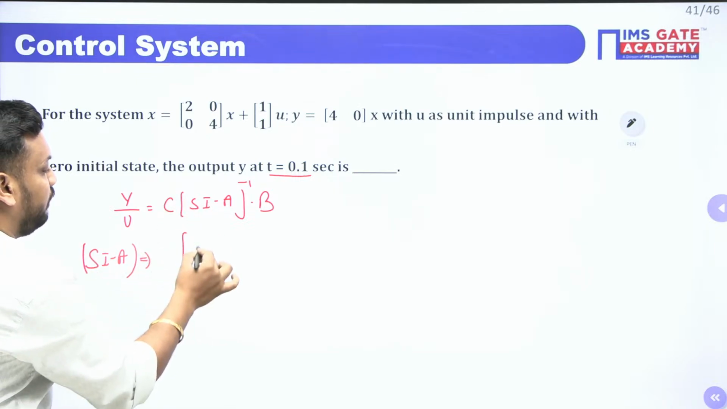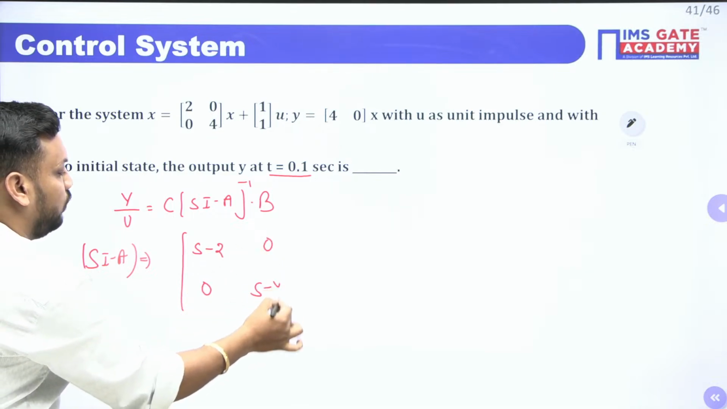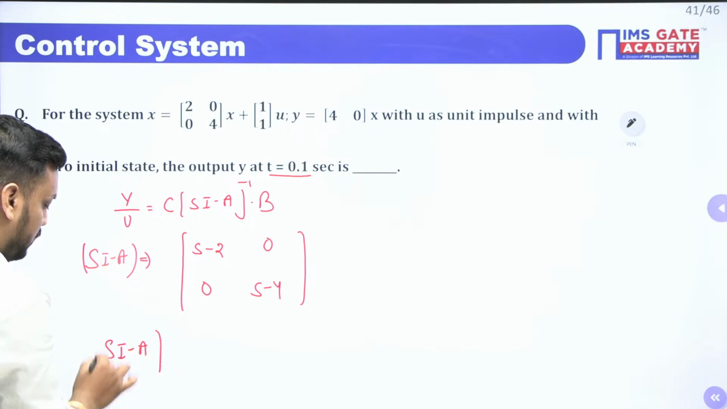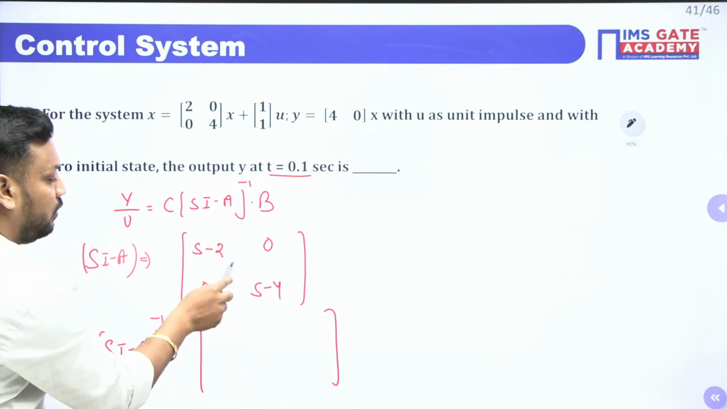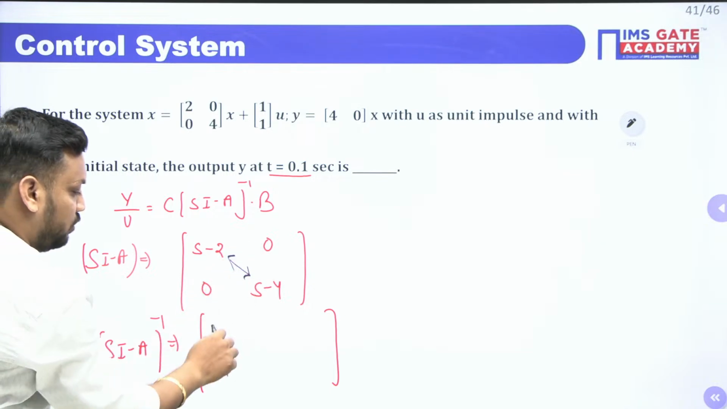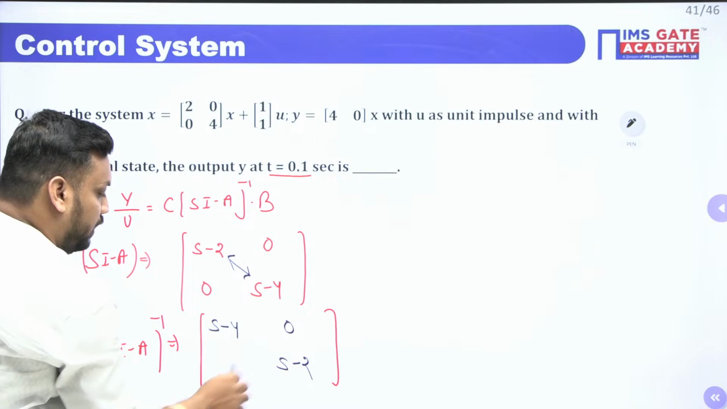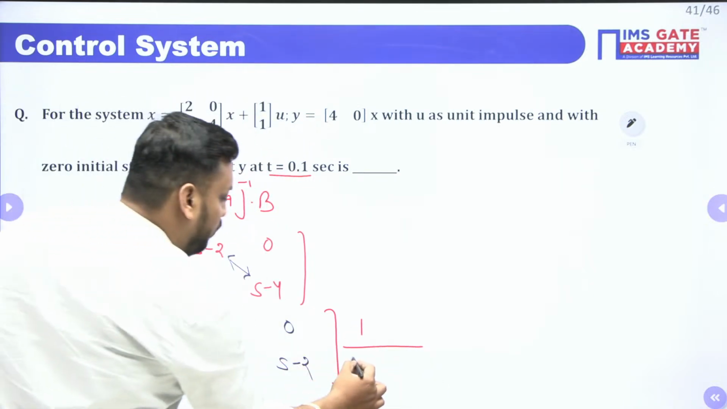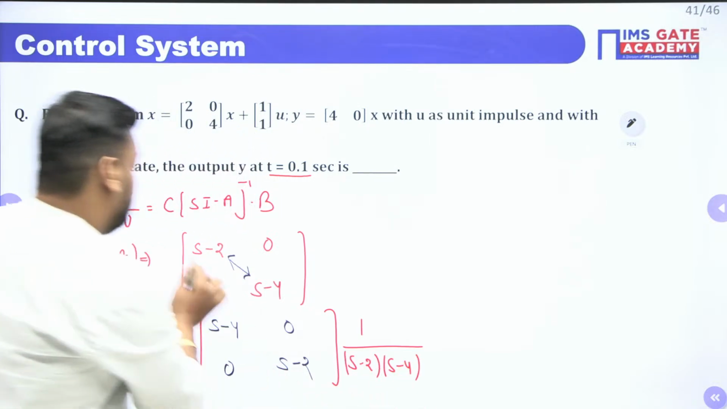If you write sI minus A, you will get [s minus 2, 0; 0, s minus 4]. So this is your sI minus A. For the inverse, what is the short trick, guys? You just interchange the diagonal values and change the sign of the off-diagonal ones, which are 0 0 only. So I interchange the values: s minus 4, s minus 2, and here 0 0. Upon the determinant, you have to divide by s minus 2 and s minus 4.